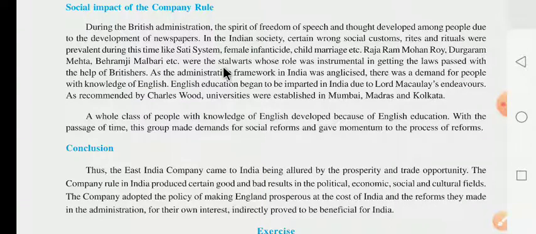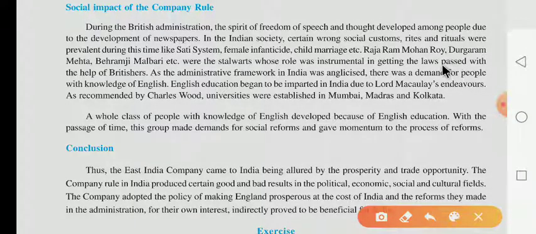Stalwarts means firm supporters, the big names, who worked to abolish these kinds of social customs in India. They passed the laws with the help of the British. Raja Ram Mohan Roy and all these people passed the laws with the help of the British to end the evil social customs in Indian society. As the administration framework in India became Anglicised.